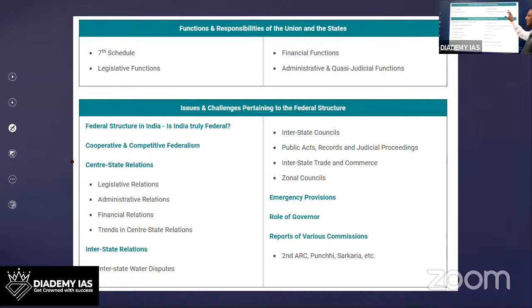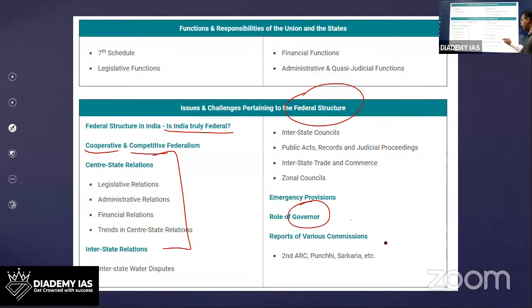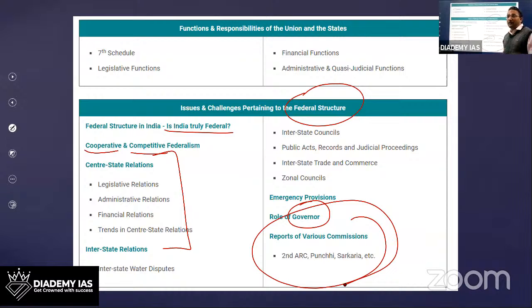Similarly, in other areas, for example, in the federal structure, I told you, we have so many debates. Is India truly federal? Cooperative versus competitive federalism. Center-state relations, various kinds of relations. What are the issues in various kinds of relations? Then what is the role of the Governor? Various types of commissions: Second ARC, Punchhi Commission. So there are so many subtopics which are part of every topic, right?